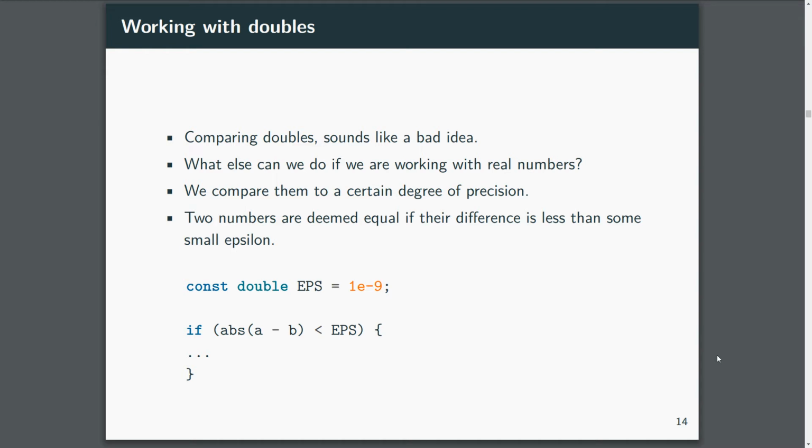We will consider two numbers to be equal if their difference is less than some number. A common value for this is 10 to the power of -9, and it's often called an epsilon. So we define our epsilon value, and then we take the absolute of a minus b and check is that less than eps. And then they are considered equal.